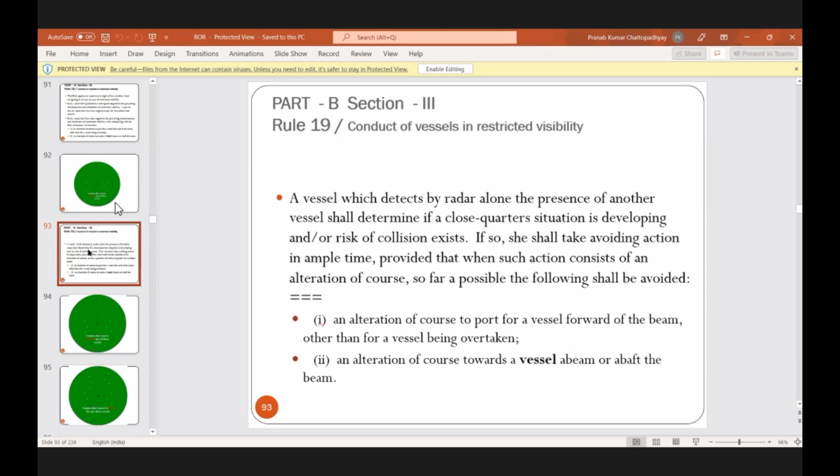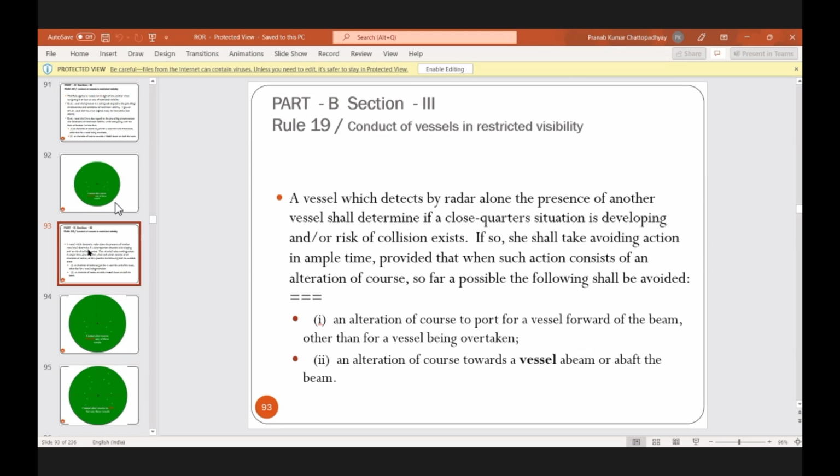A vessel which detects by radar alone the presence of another vessel shall determine if a close quarter situation is developing and/or risk of collision exists. If so, she shall take avoiding action in ample time, provided that when such action consists of an alteration of course, so far as possible, the following should be avoided.